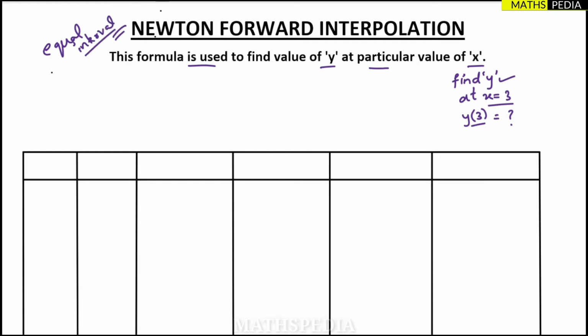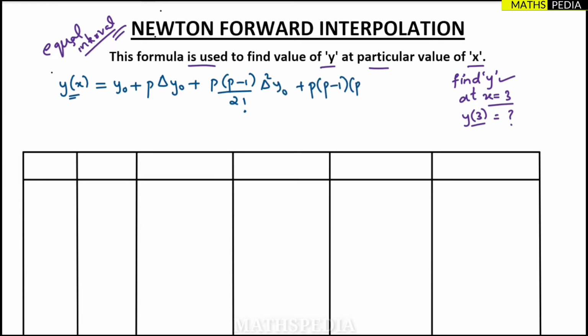Now coming to the formula for this, so we have here y of x. We have to find out y of x. They will be asking y value at some certain x value. So y of x equal to y naught plus p into delta of y naught plus p into p minus 1 by 2 factorial into delta square y naught plus p into p minus 1 into p minus 2 divided by 3 factorial into delta cube y naught and so on.